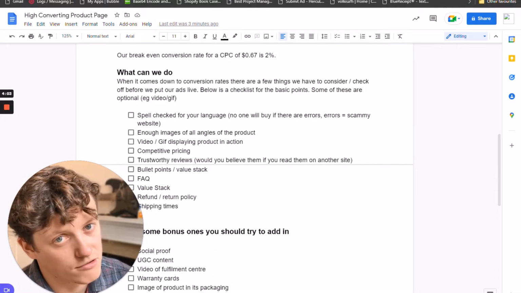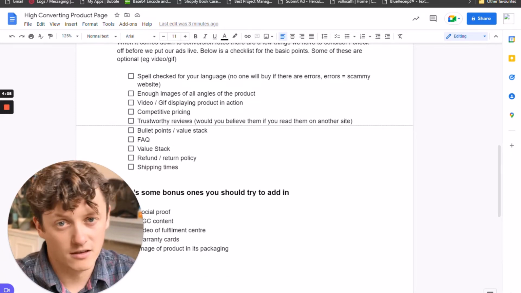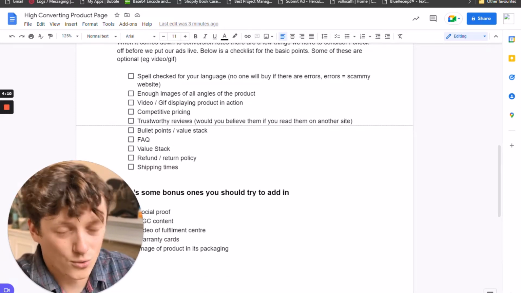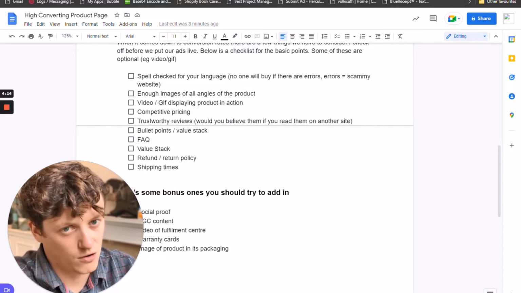So what can we do to increase our conversion rates? Well, here is a sort of checklist on some of the things that I recommend you put on your landing page to make sure you're making profitable sales. You don't have to do all of them, but I would recommend you try and do most of them.